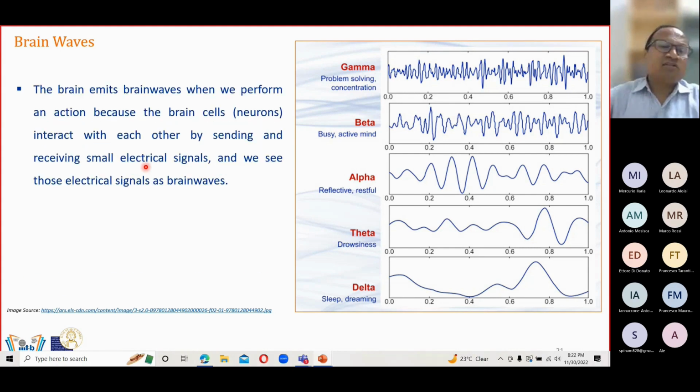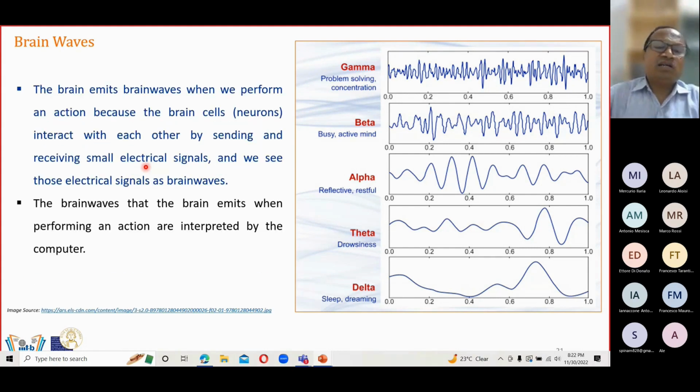So these are the brain signals which are used in the study or in the implementation of BCI. The brain emits brain waves when we perform actions because the brain cells, the neurons, interact with each other by sending and receiving small electrical signals.